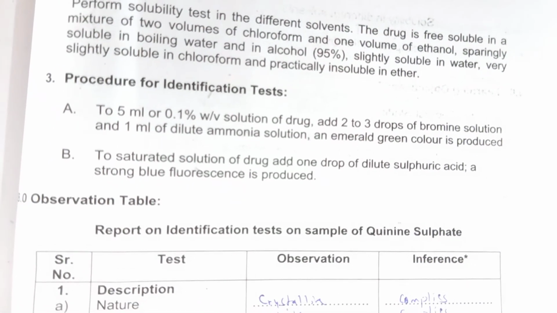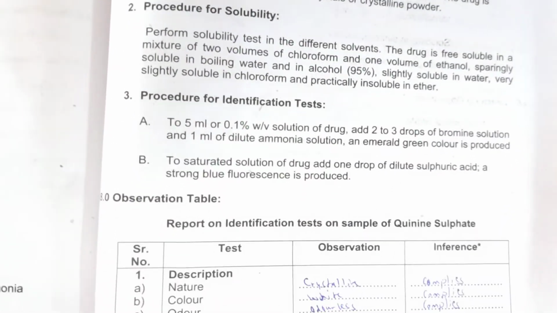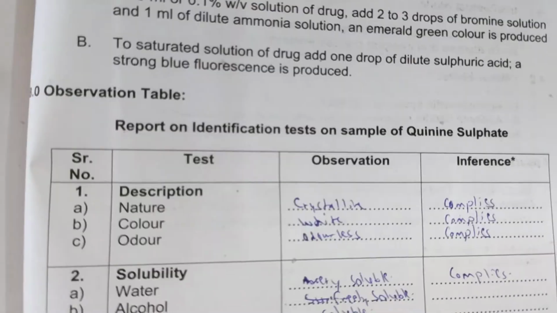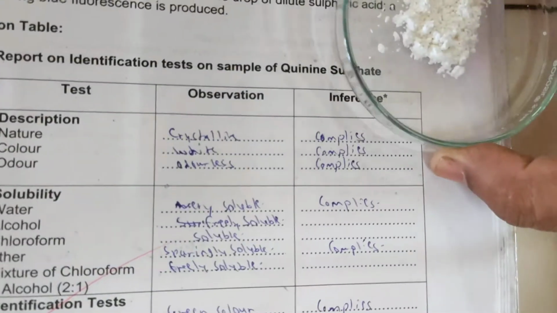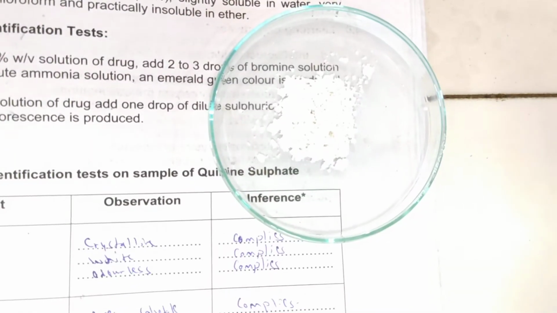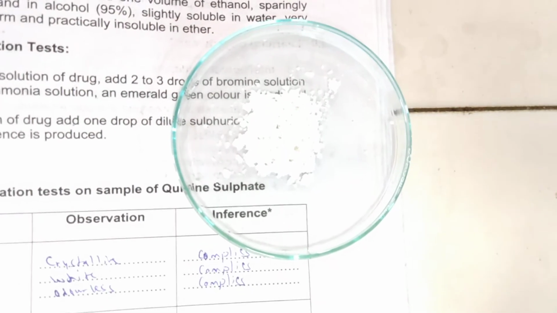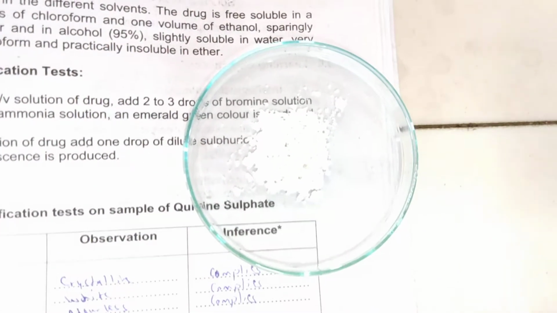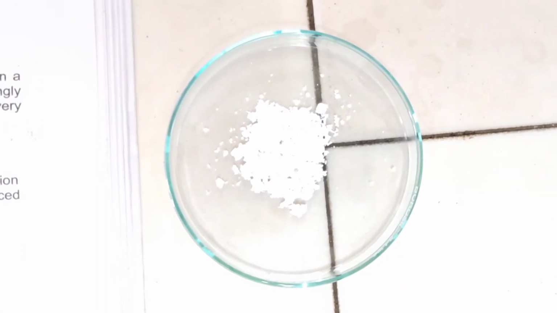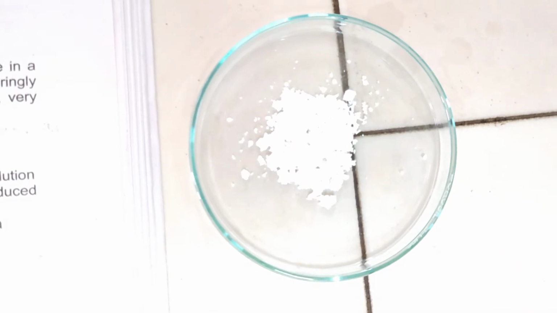So now we are going to perform the first test, that is description. Here, the nature of the compound, you can see that it is available as white, crystalline powder, odorless. So it complies with all the tests as per the IP.